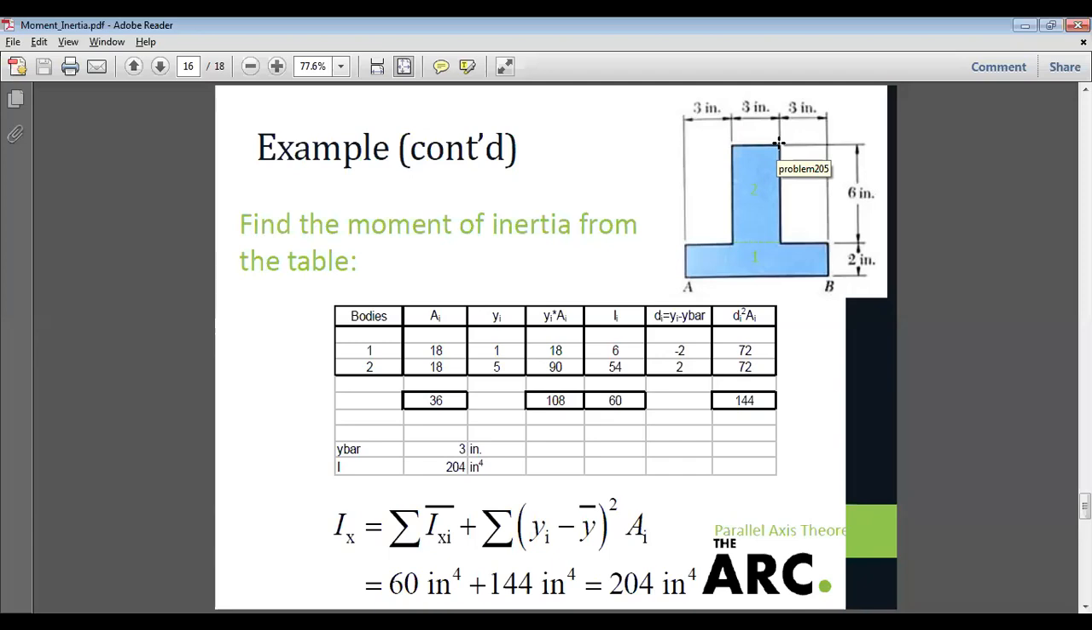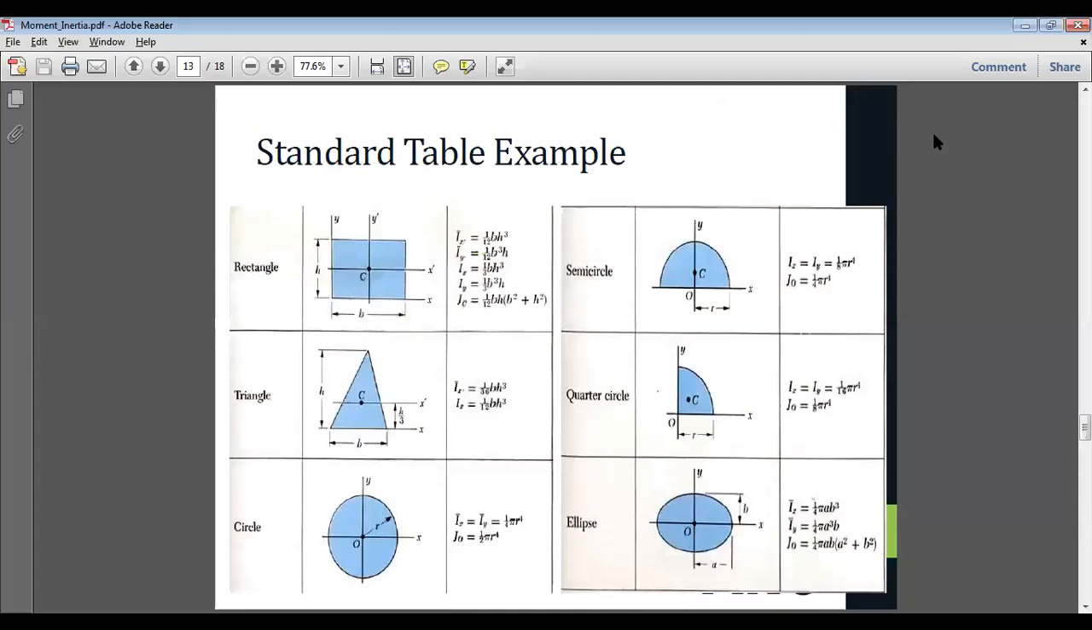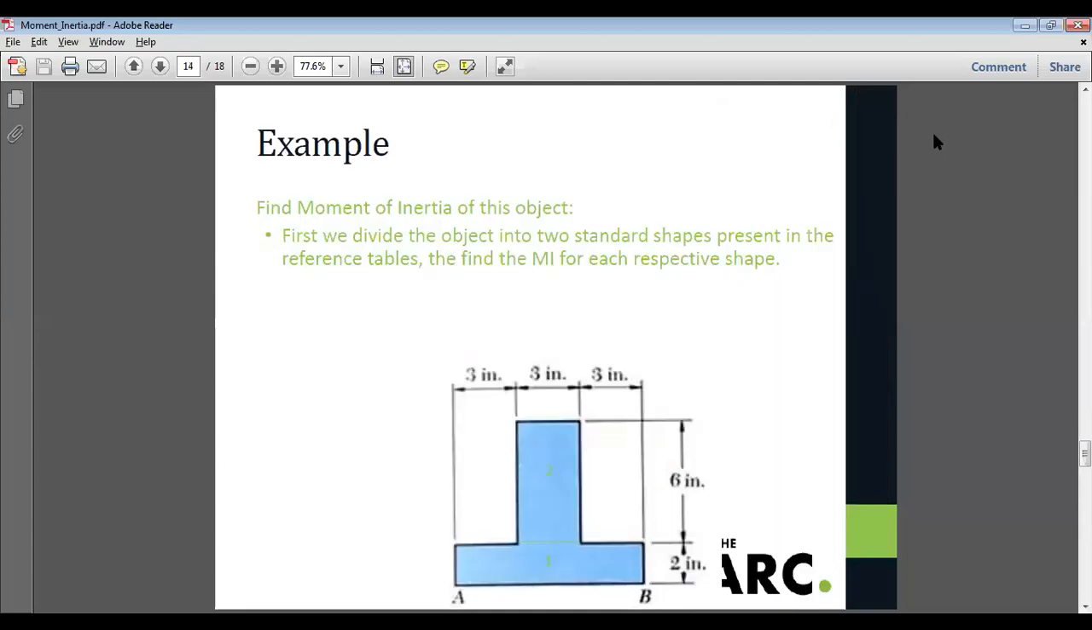So in the earlier example, we have seen the inverted T section and calculated its moment of inertia. We bifurcated the whole T into two parts: a top portion and a bottom portion. In this way we calculate the moment of inertia of this portion plus this portion, and then we combine them and get the moment of inertia of the whole body.